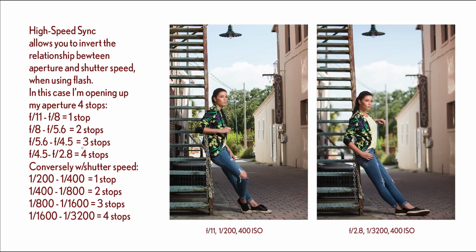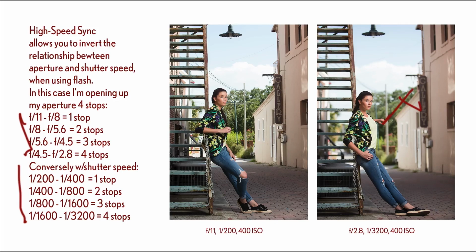So if we look at it right here and here, we'll see that from f11 to f8 is 1 stop. From f8 to f5.6 is 2 stops. 5.6 to 4, 3 stops. 4 to 2.8 is 4 stops. So I've opened up. I'm increasing the light in this exposure by 4 stops.